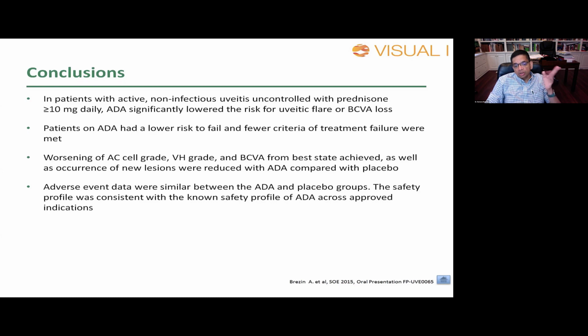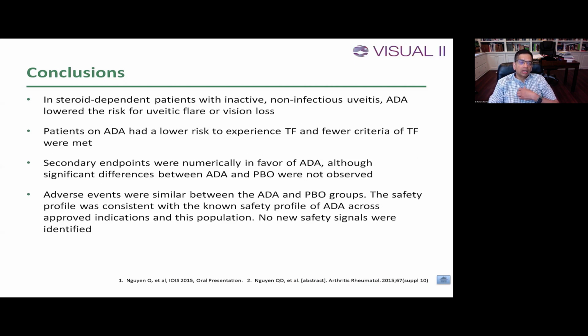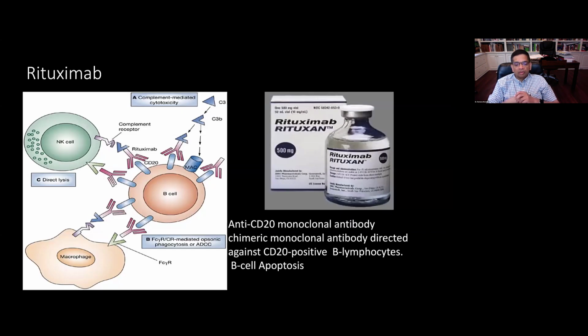Adverse events data were similar between placebo and adalimumab groups. The safety profile was very well compatible with what was already known about the safety profile of adalimumab, and the FDA approved it across these indications for uveitis. There are numerous secondary endpoints to the study. I won't go into the details of it. Needless to say, even the secondary endpoints suggested that TNF-alpha inhibitors were very highly effective compared to placebo.